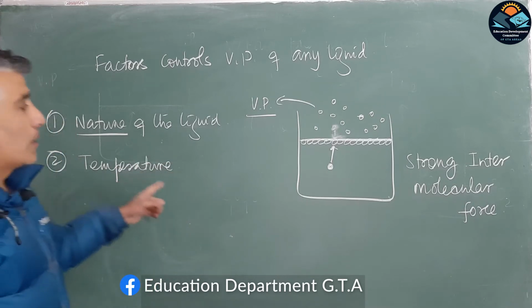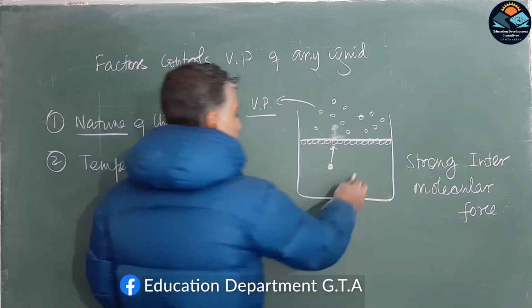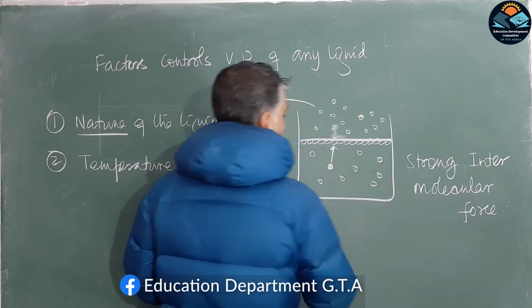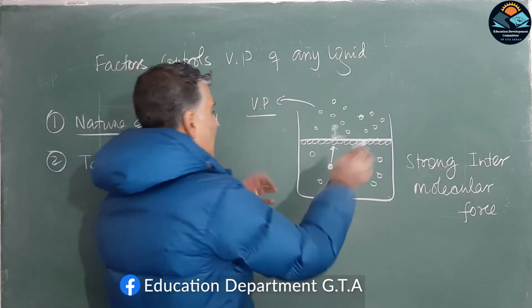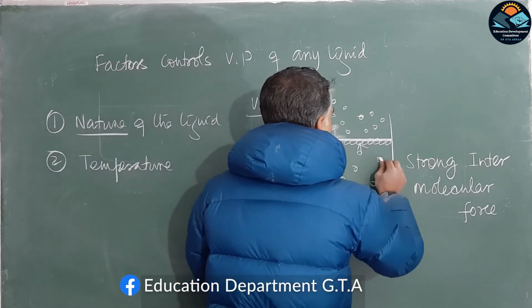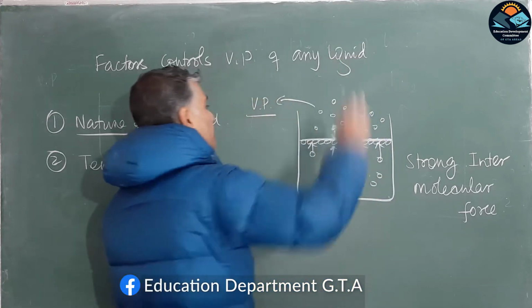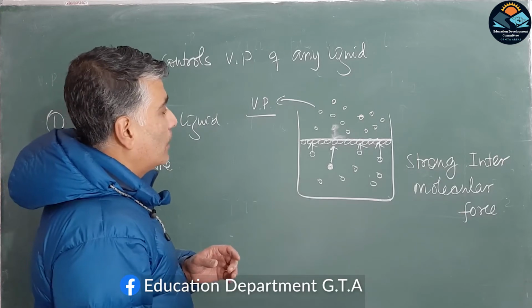You know why? Because with the rise of temperature, molecules start moving faster. Each and every molecule with the rise of temperature starts moving faster. And when they move faster, they can easily knock off the molecules on the surface. They can easily push those molecules to the vapor state compared to a liquid at a low temperature.